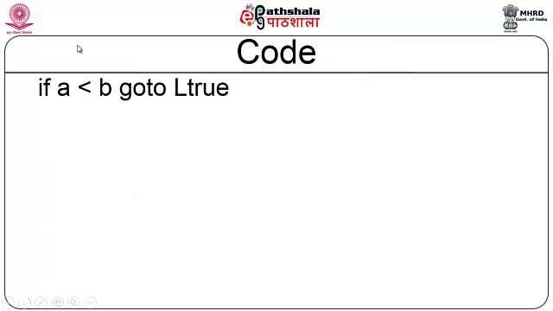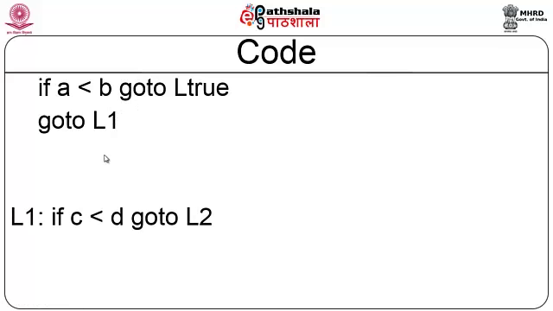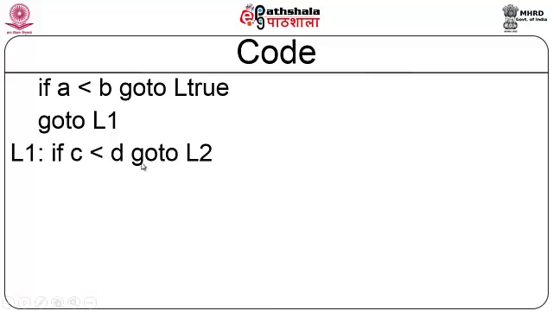If A is less than B, go to L true, that is the entire expression's true value, and then go to L. If it is false, you go to L1. L1 will be evaluating the next expression. So if C is less than D, go to L2. Now if this is true, what should I check? It is an AND, right? So I have to evaluate E less than F also.